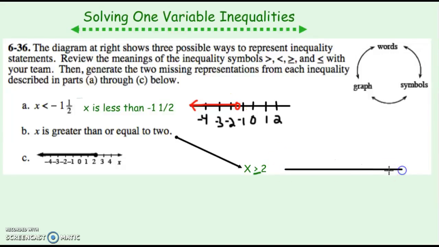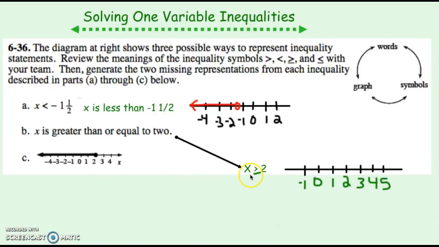So I'm going to draw my number line, and I'm going to put numbers on it. I think I should start more towards the left side because it's greater than or equal to 2. So I'm going to start with 0, -1. This will be going positive towards the right, 2, 3, 4, and 5.